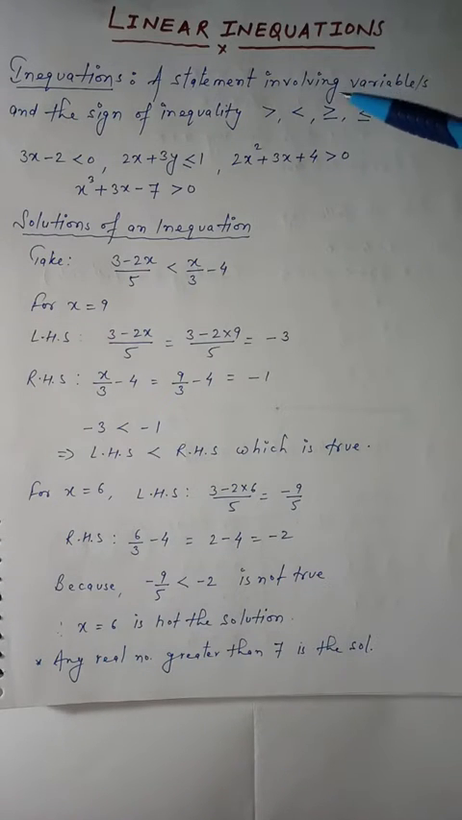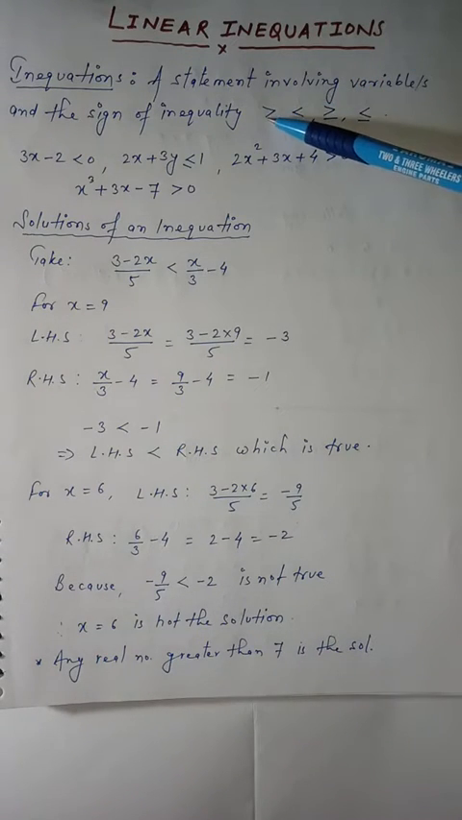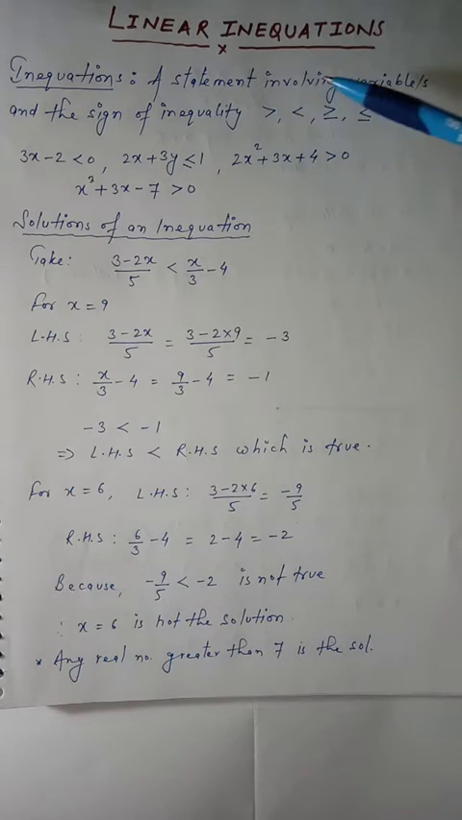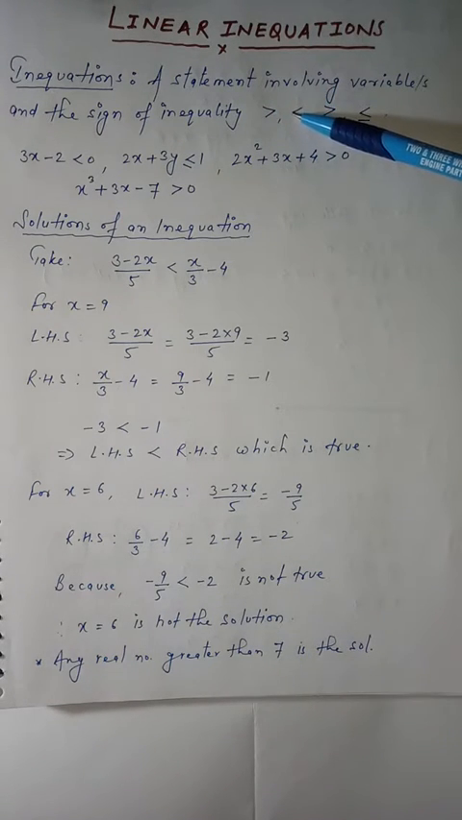Actually, these are the signs of inequality. This sign is greater than, this is less than. When there are two tips, it shows greater than. When it shows one tail or one tip, it is less than. It is greater than or equal to, and this is less than or equal to. So whenever you observe a variable like x, y, and these signs, it means this is an inequation.